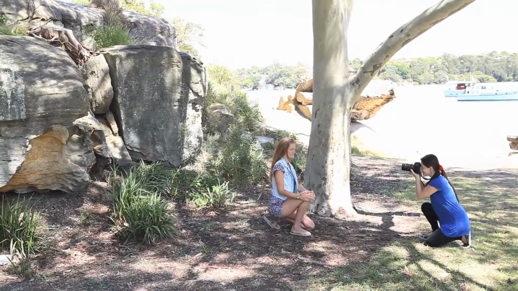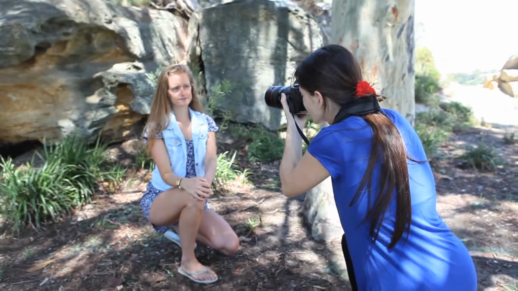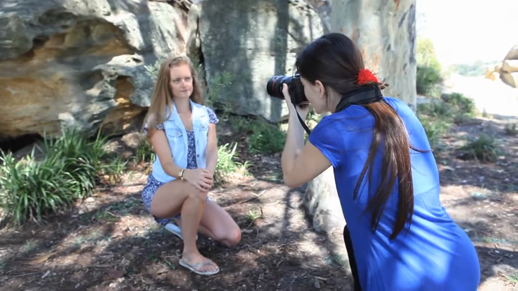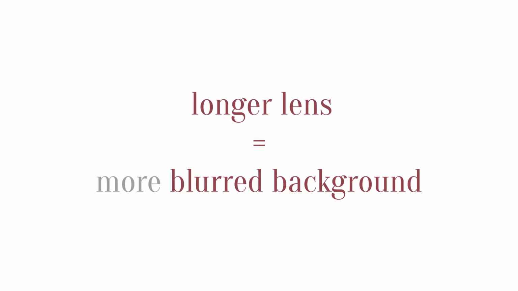Now let's have a look at the optical length of the lens. So once more our subject is about 2 or 3 meters from the rocks, and the aperture is 5.6 in both shots. Now this is shot at 24mm, so quite wide. Now this is shot with a much longer lens, a 70mm. You can see the difference in perspective, also the increased blur with the 70mm lens.